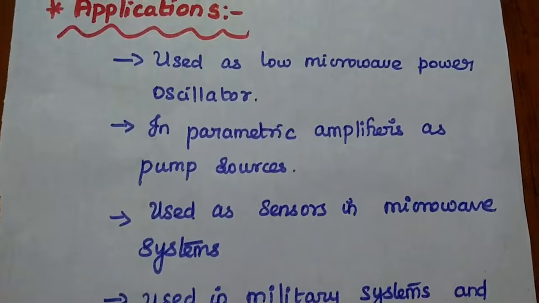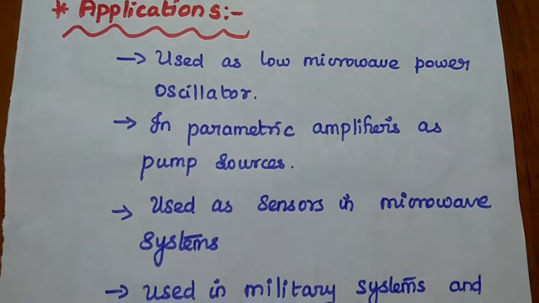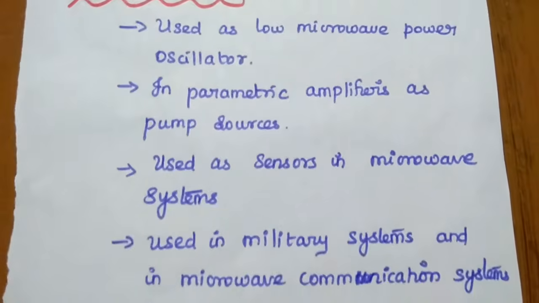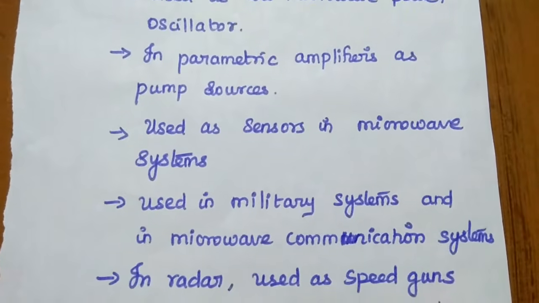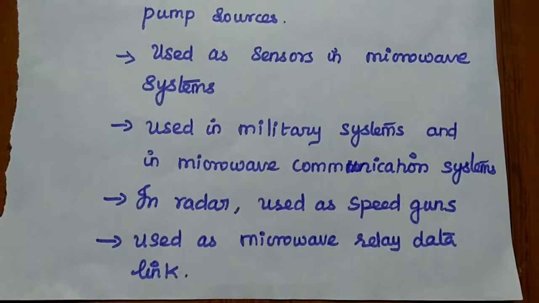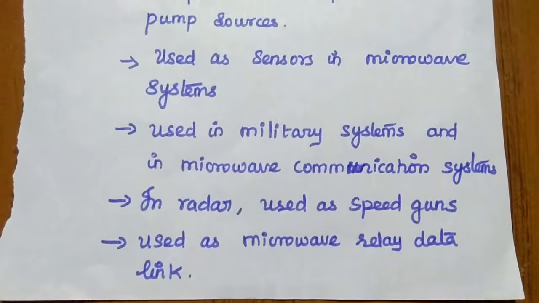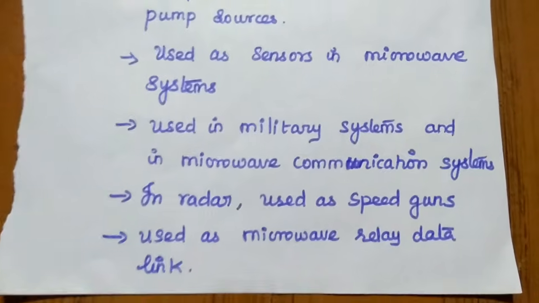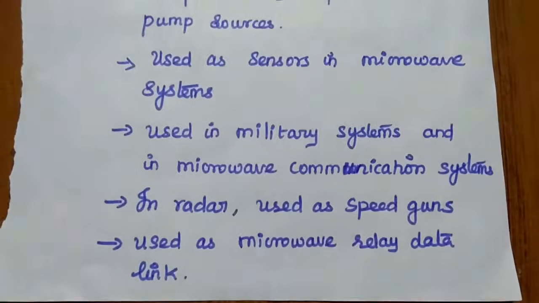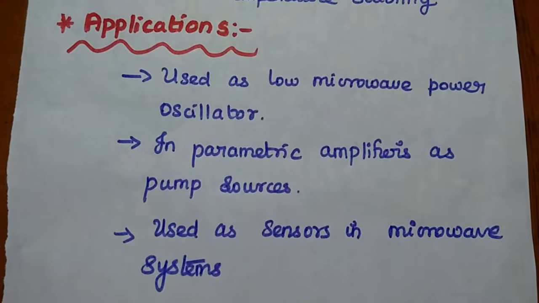Applications of Gunn diode: it is mainly used as a low microwave power oscillator. In parametric amplifiers, it is used as a pump source, and it is used as sensors in microwave systems. It is also used in military systems and in microwave communication systems. In radar, it is used as speed guns. It is also used as a microwave relay data link. So these are all the various applications of the Gunn diode.